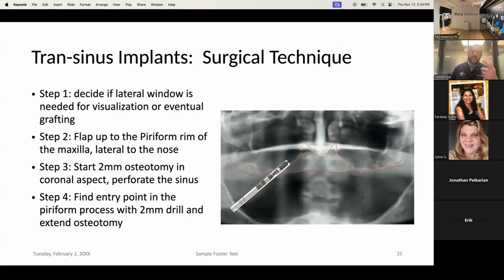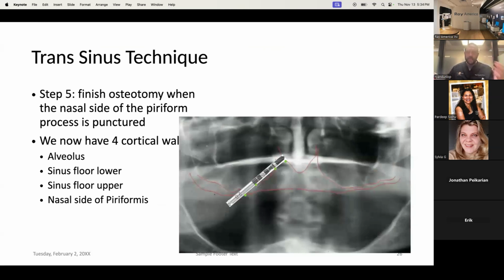Then I extend the drill further forward, which now you can understand why these are usually longer implants. But I'll go until I reach a hard stop on the opposite side of the sinus. And from there, I will extend my osteotomy through the opposite wall of the sinus and up to the base of the lateral aspect of the nose. So I finish the osteotomy when I puncture the fourth cortex.